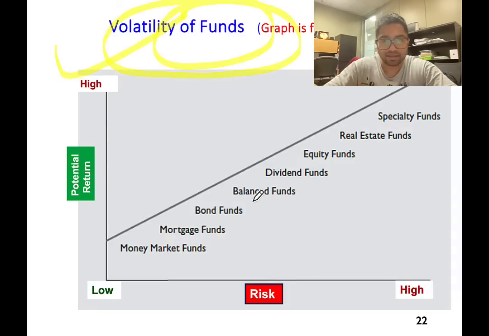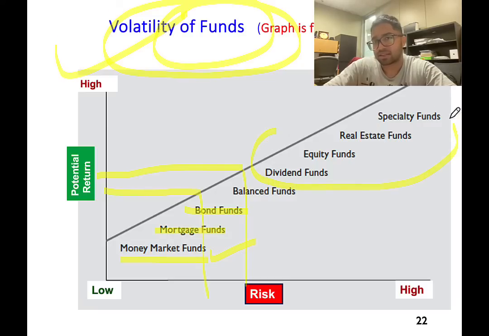So we discussed different funds. Money market funds: lowest risk, lower returns. Mortgage funds invest in mortgages. So again, a low risk product and lower returns. Bond funds: higher risk than mortgage, but lower risk than everything else, and returns are corresponding. Balanced funds: a combination of bonds and stock, so somewhere in between.